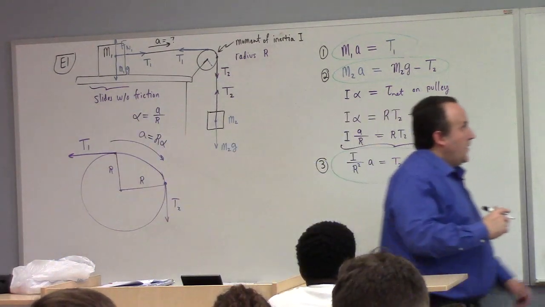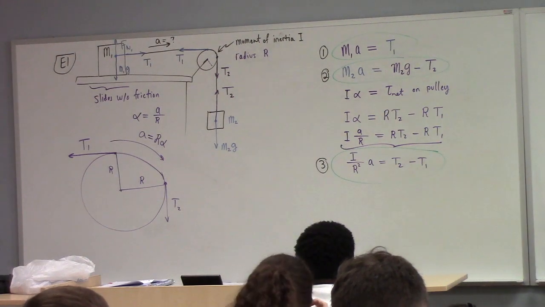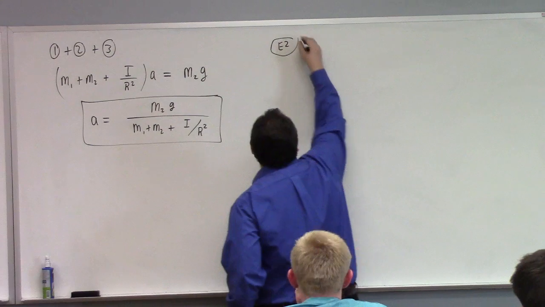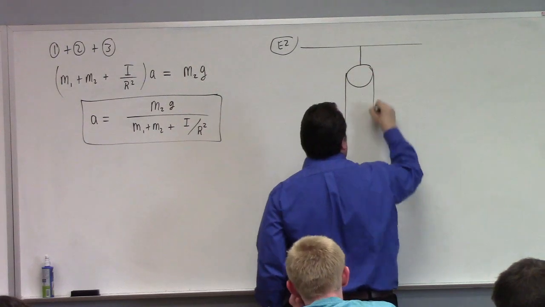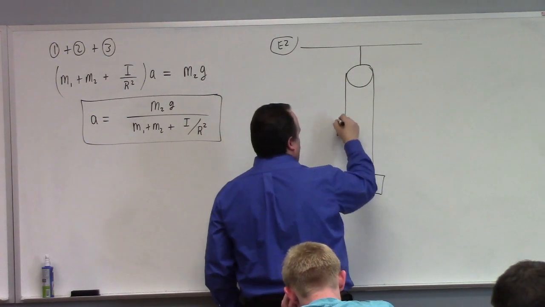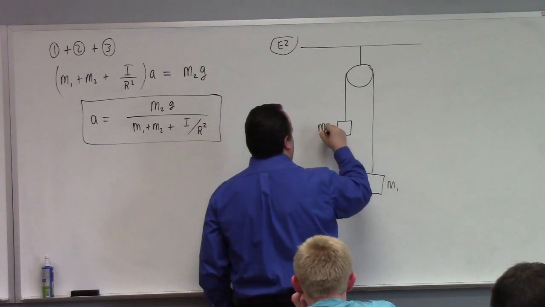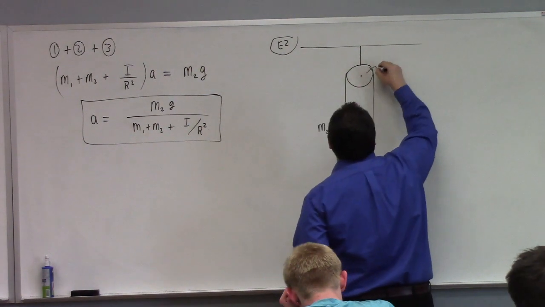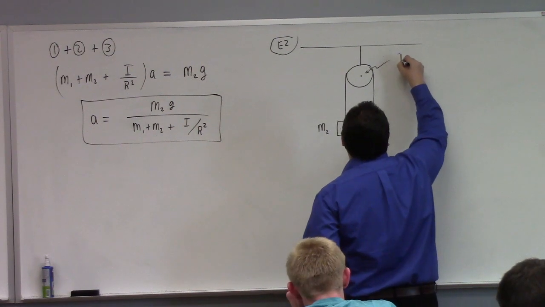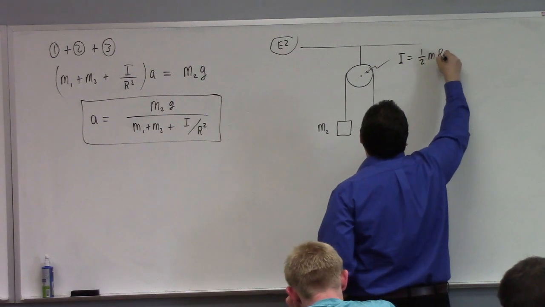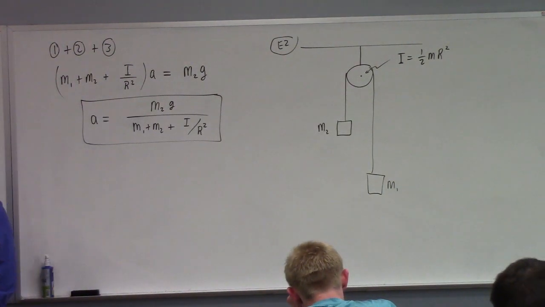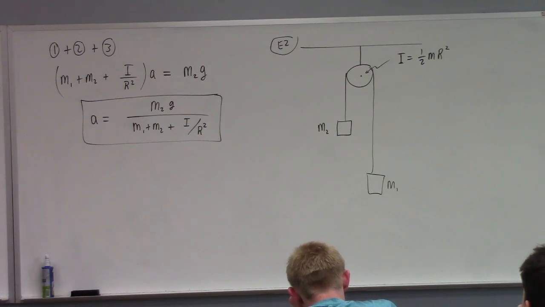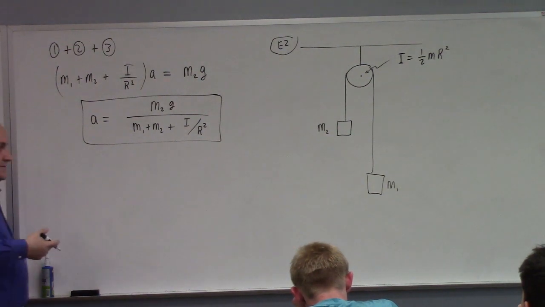Another example, example 2, very similar. If you have the Atwood machine, but this time with a massive pulley, we'd say I is equal to 1/2 m r squared. I was intentionally vague about example 1. I didn't tell you the geometry of the pulley. But if the pulley is a solid disk, then the moment of inertia is 1/2 the mass of the disk times r squared.